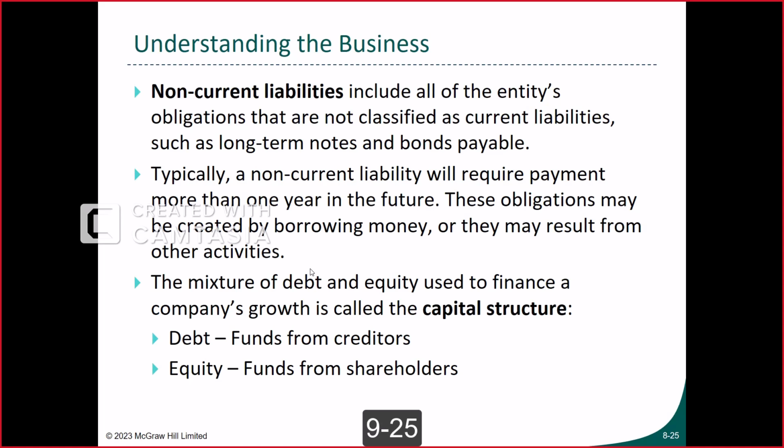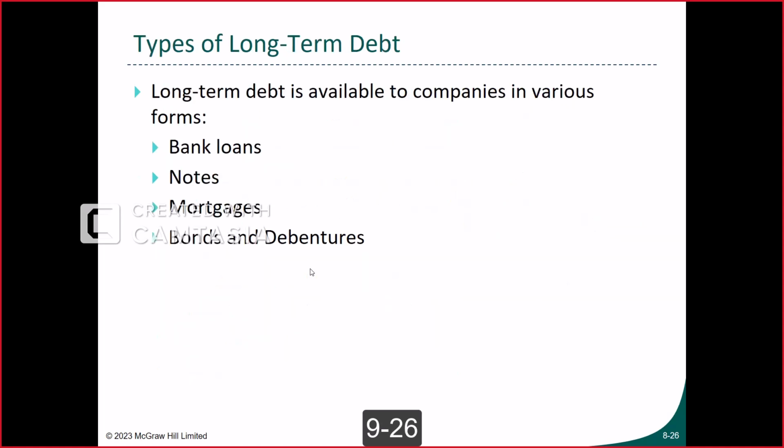The capital structure concept refers to the distribution of the financing of the company between debt and equity. So the total assets of a company are, of course, financed in portion by debt and by equity. The percentage of debt and equity used to finance the full assets is what we call the capital structure. Examples of long-term debt: bank loans, long-term notes payable, mortgages, and bonds and debentures.